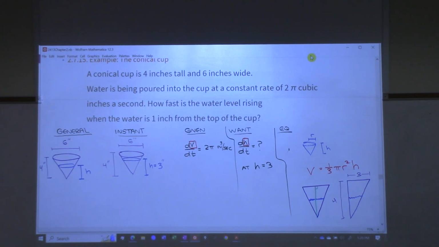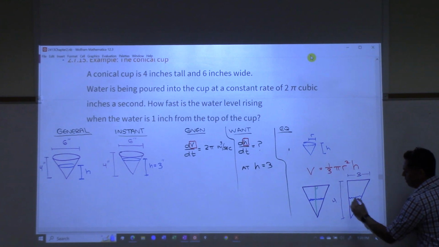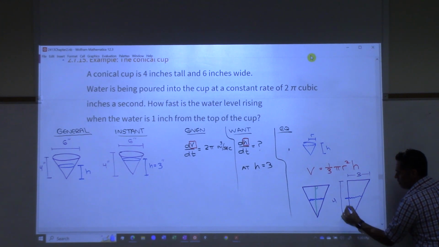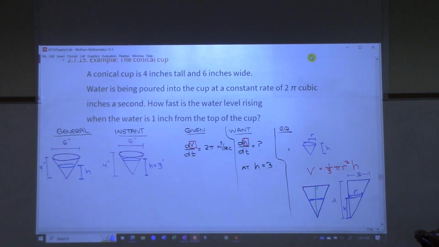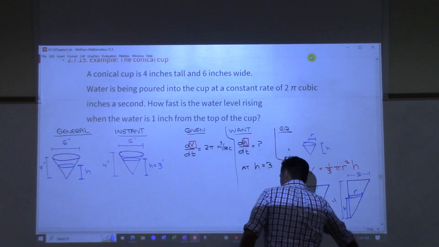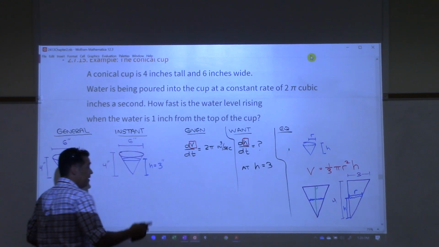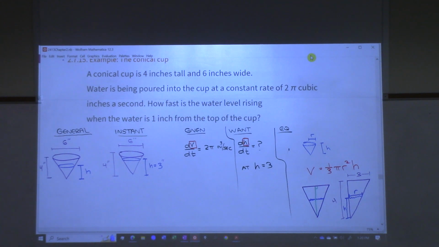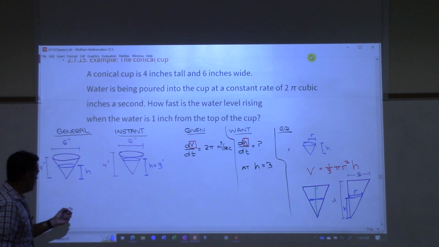Now, in terms of the water, the distance from here to here, we are calling that what? H. And the distance from here to here, we are calling what? R, right? Now, why did I do that? I did that because in that picture I have similar triangles. I have 2 triangles, a big triangle and a small triangle. Let me draw the 2 triangles.